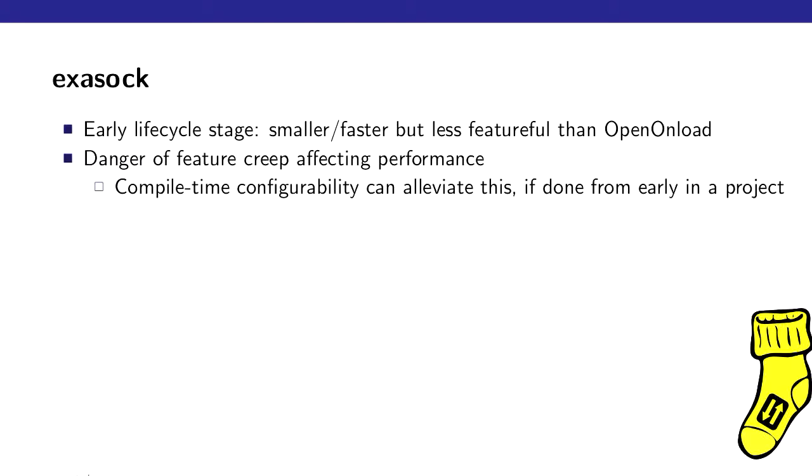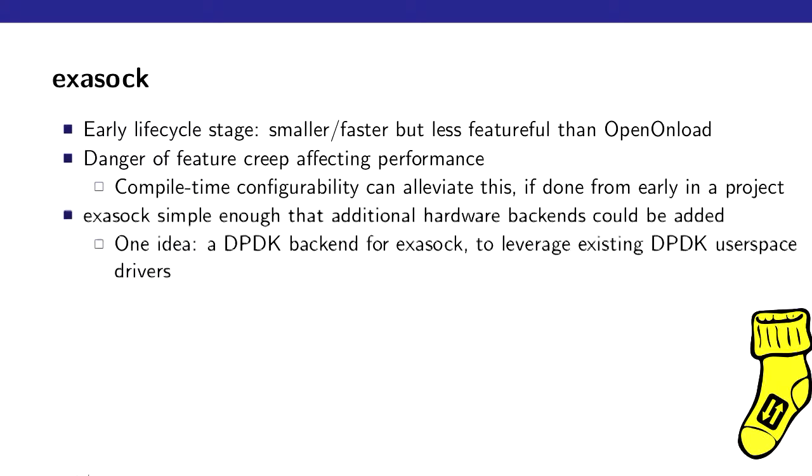So there's a danger that as you get feature creep, things get slower. And this is generally applicable to any project. So one of the things that we're very keen on is to try and prevent that sort of performance creep by making things compile time configurable. So if you really want a lean build, you can get a fast lean build. And if you want the features, you can enable the features. In theory, exasock could have additional hardware backends.